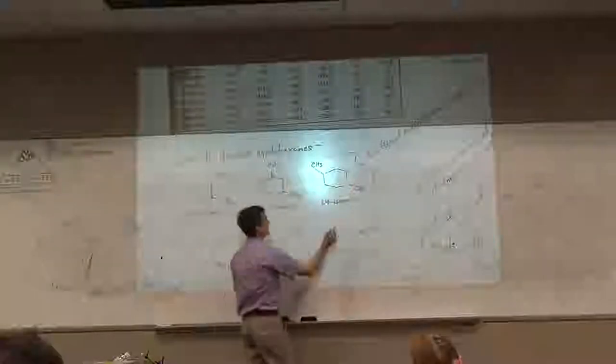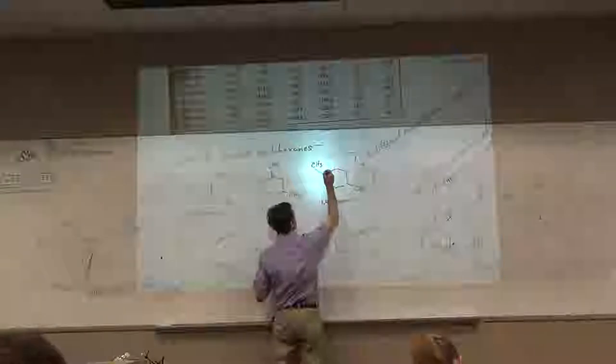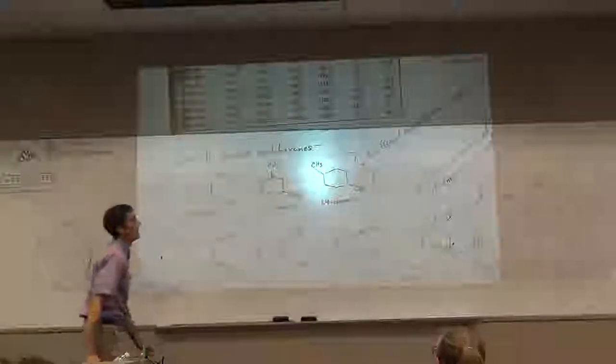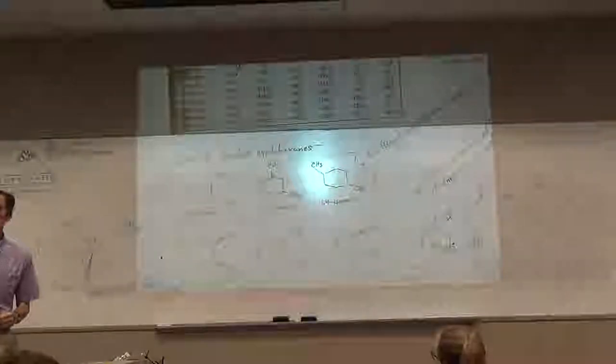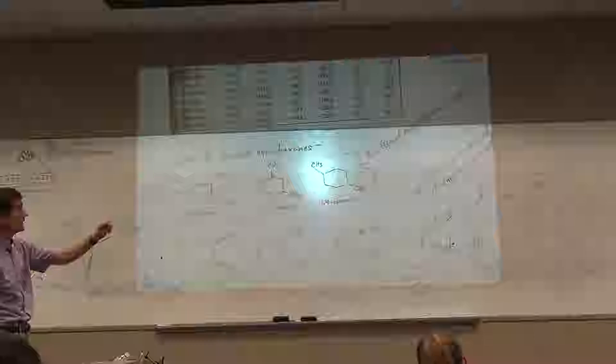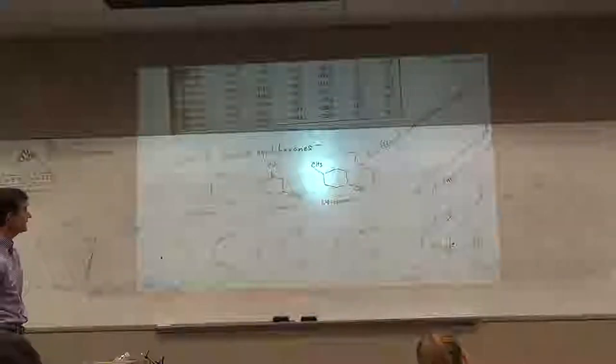And this one is, of course, 1,4. Three different constitutional isomers because they have different connectivity. And since they have different connectivity, they have different names. Constitutional isomers have different names because they have different connectivity. So understanding the potential for isomers there.